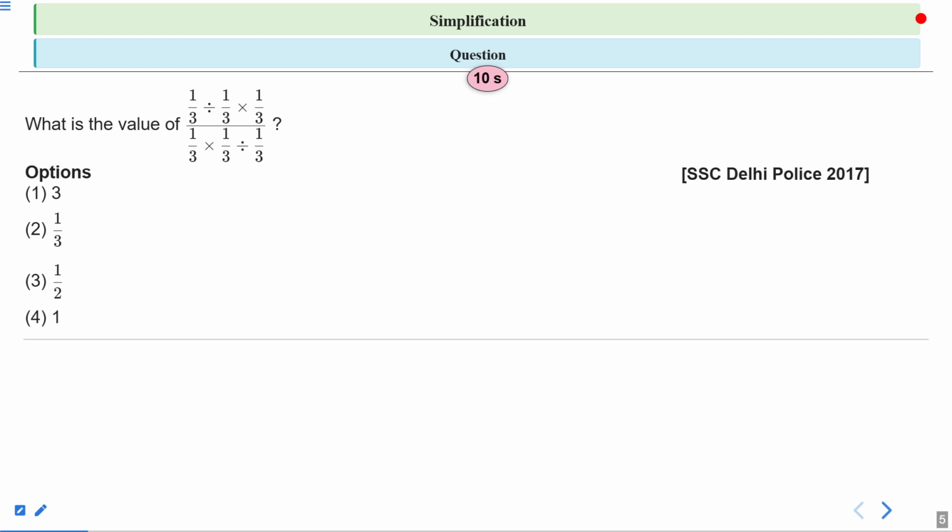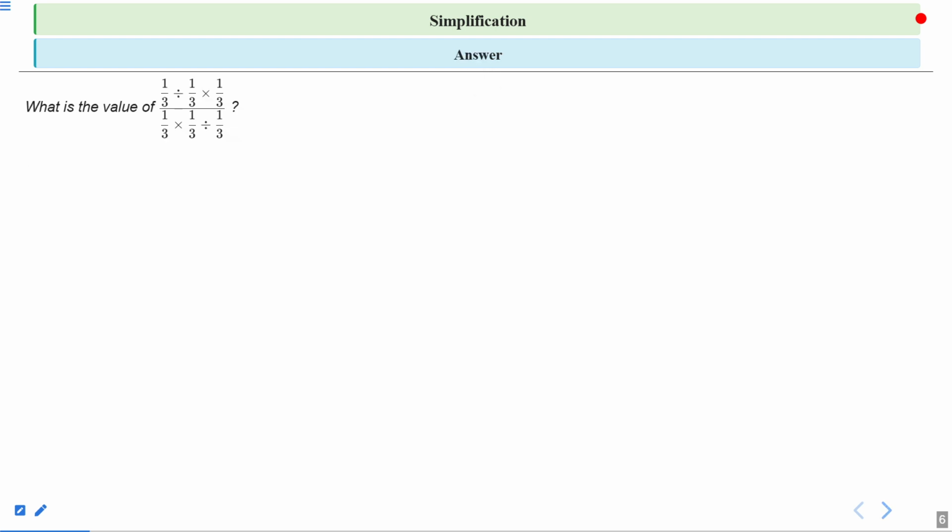Now you have 10 seconds to solve this question. Your time starts now. Now time's up. Let's see the solution. This question is basically based on simplification, so we can calculate it.